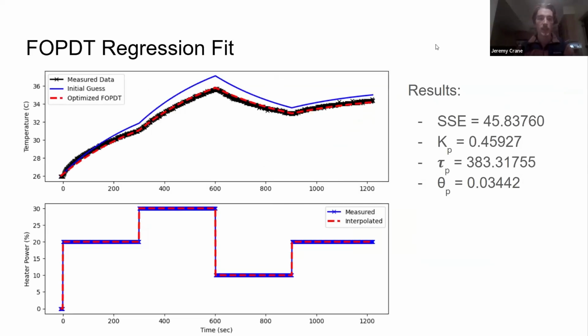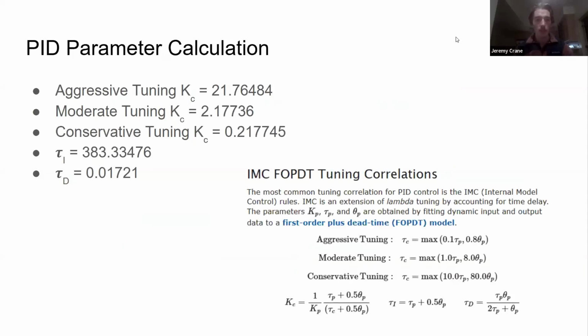And on the next slide, here we have the FOPDT regression fit, in which we match that doublet test from the previous slide with these FOPDT parameters. And here they are for your convenience. And so from there, we were able to calculate our PID parameters using aggressive, moderate, and conservative tuning.